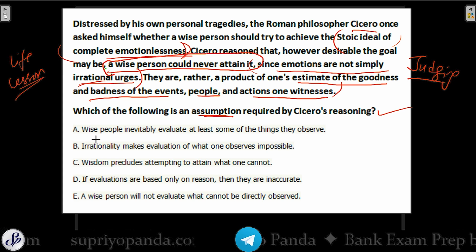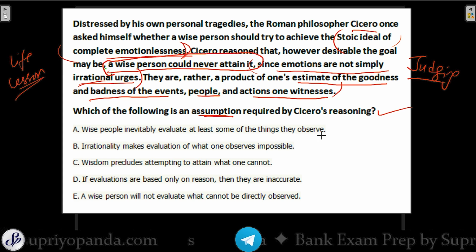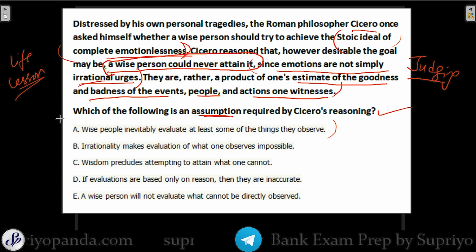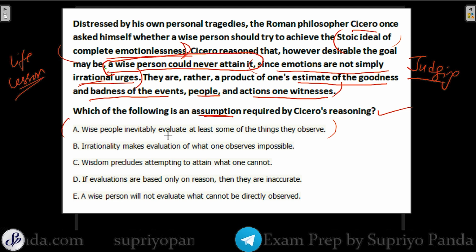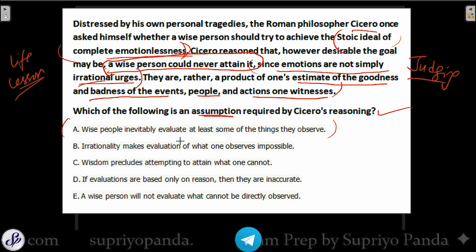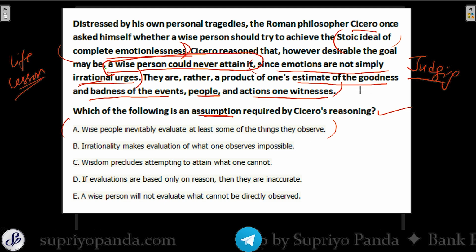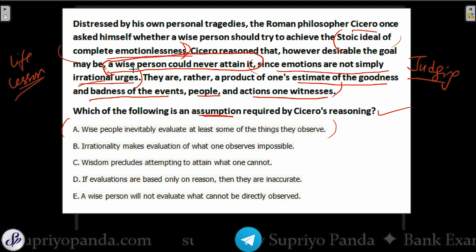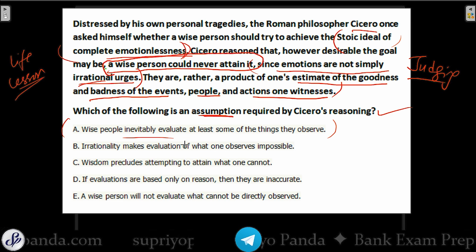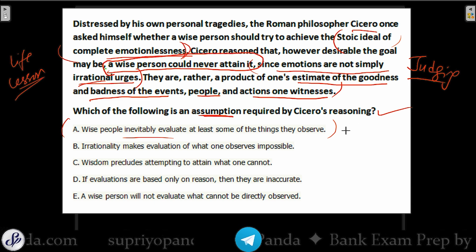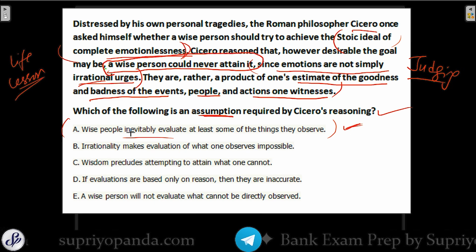So let's see option A: wise people inevitably evaluate at least some of the things they observe. Okay, this is very interesting. We have to keep this because this is what we are trying to say, that wise people are judging and evaluating all of the things, and because they are doing this, they can never attain this complete lack of emotions. So this has to be true so that the entire argument is true. So let us keep this. Let us not eliminate this option because this feels like the right answer.